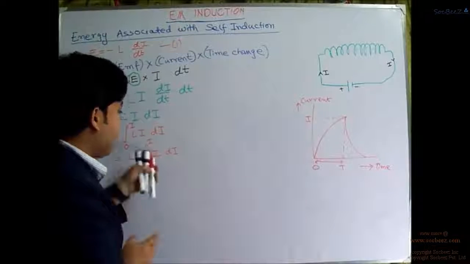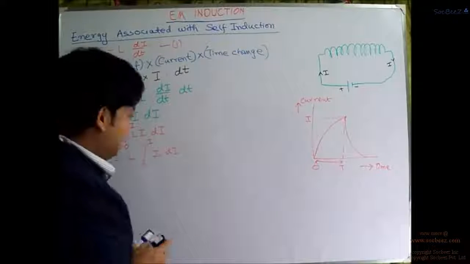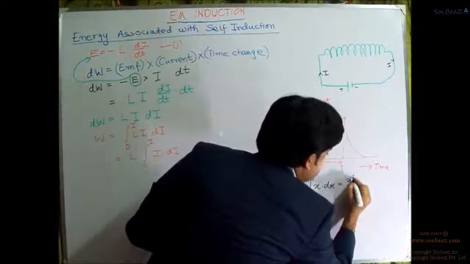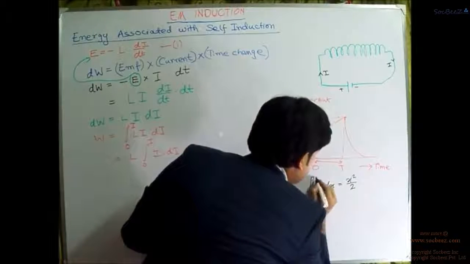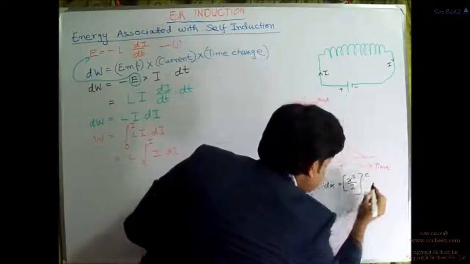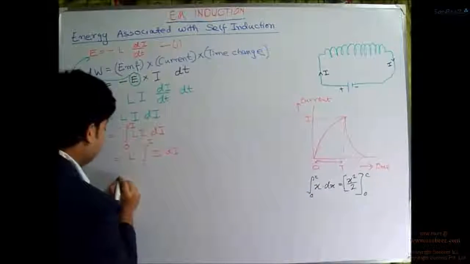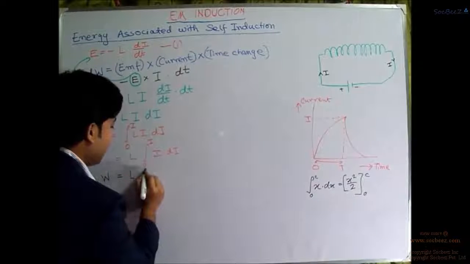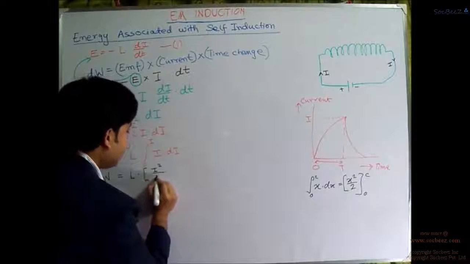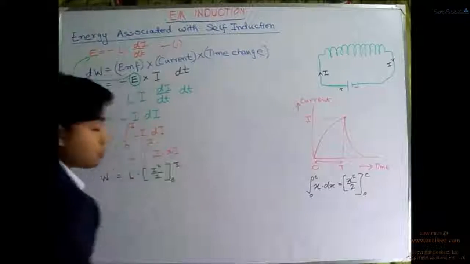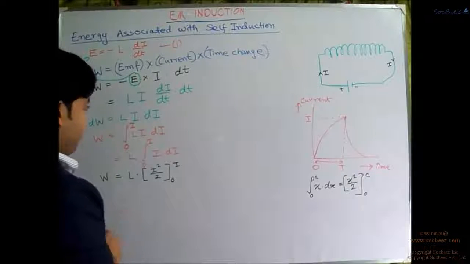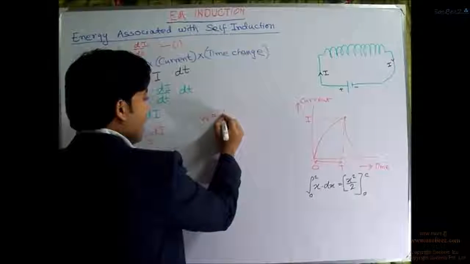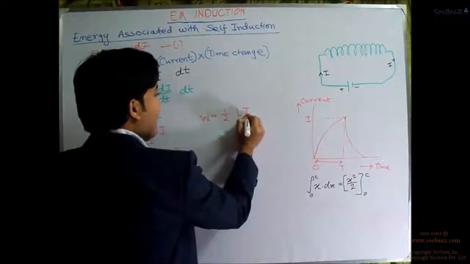Now we know that the integration of x dx will be equal to x square by 2, to the limits of say 0 and c, right? Over here we could write it as W equals L multiplied by I square divided by 2 from 0 to I, right? So we could find out here that the work done is equal to 1 by 2 multiplied by L I squared.